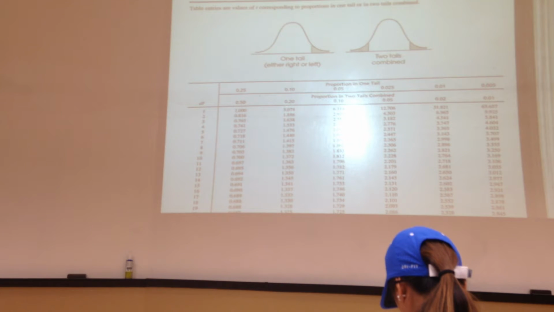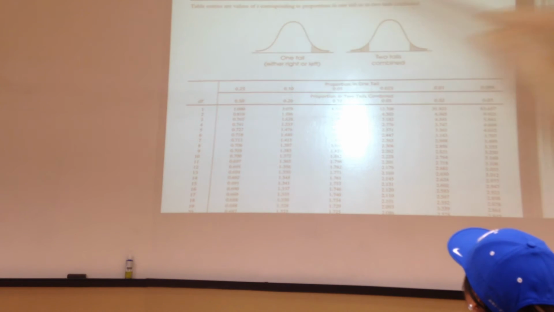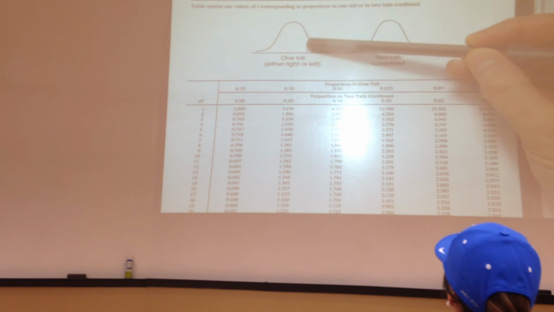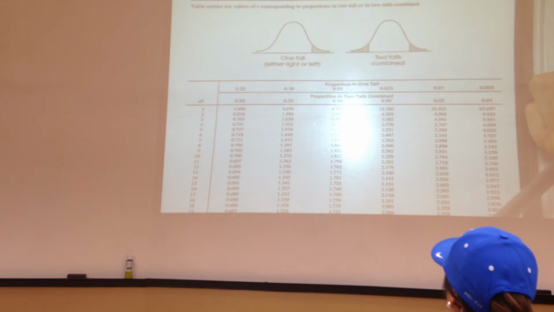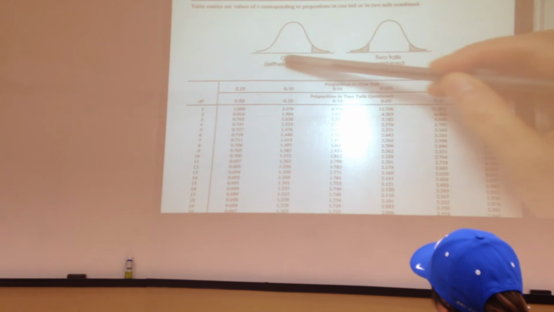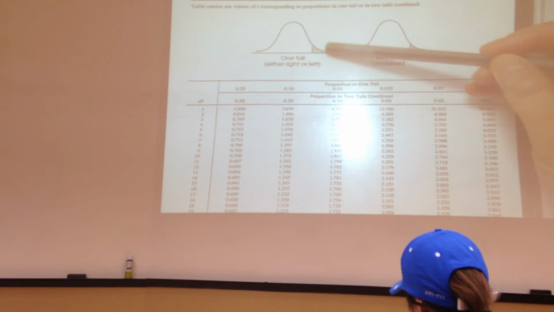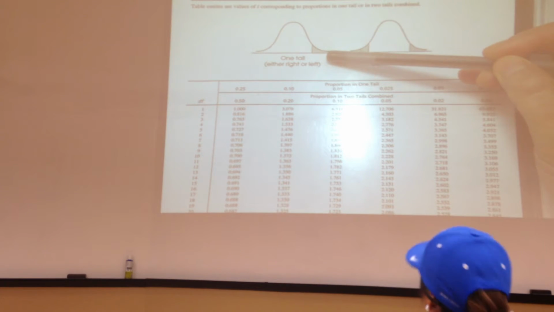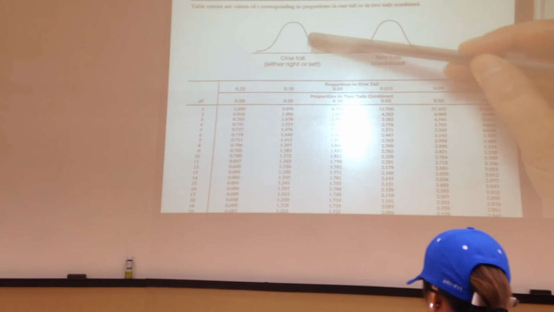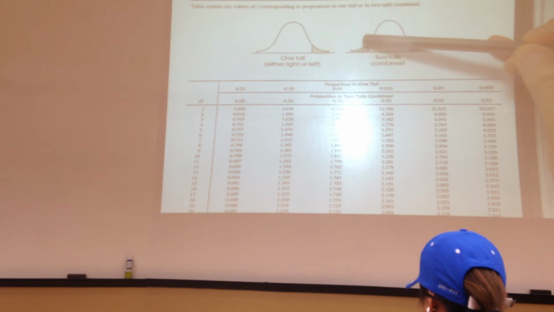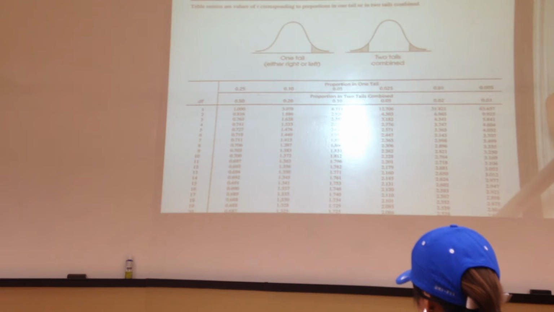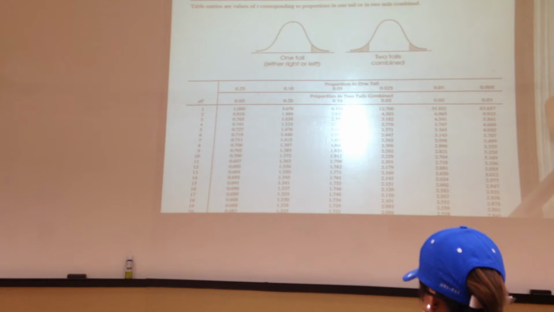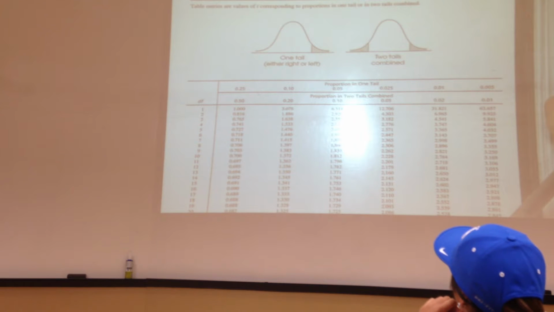Now this, if we're thinking about this picture right here, t critical is whatever numerical value defines that boundary right there between the normal part of the curve and the critical region. If we're doing a one-tailed test, we just have one value. If we're doing a two-tailed test, we have two values, one for the negative end and one for the positive end. So now we have to figure out how to look that up.